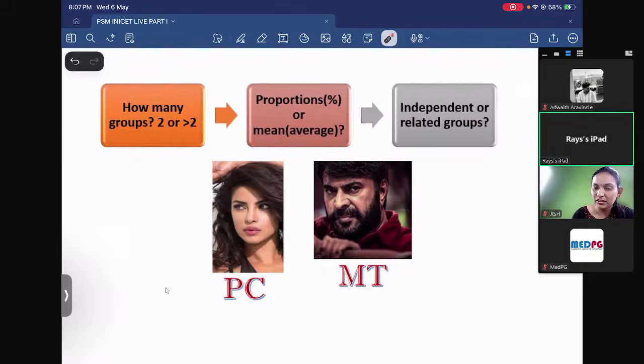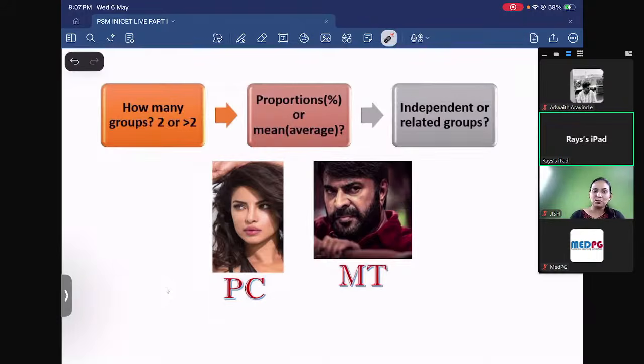So if you find that there are 2 or more than 2 groups also, it is fine. And if the question is dealing with, say, proportions, we had 2 groups of people and the proportion of both groups, and you want to find out whether this is significant, things like that. You're dealing with categorical data, you're dealing with proportions. Remember Priyanka Chopra, PC. So proportion, you're going to go for chi-square test.